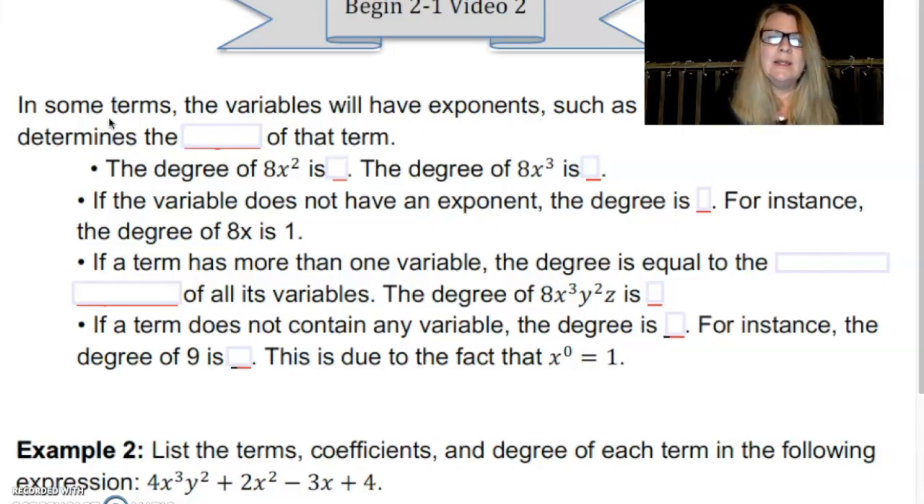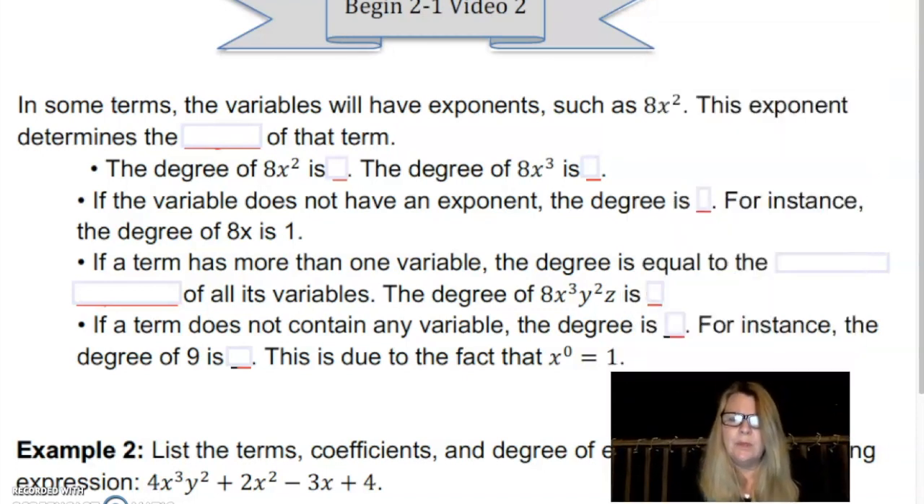So in some terms, when we're looking at the variable, we'll have exponents. So if we look at terms such as 8x squared, this exponent determines the degree of the term. So if we look at this term, 8x squared, the degree is 2. So the degree of 8x to the third is 3.